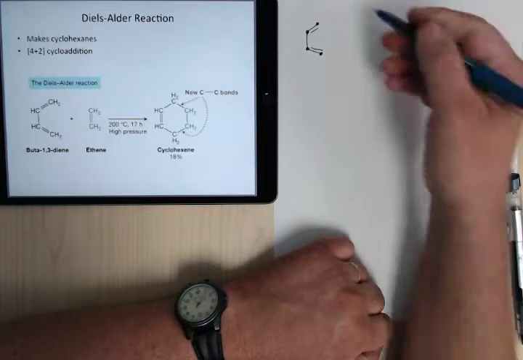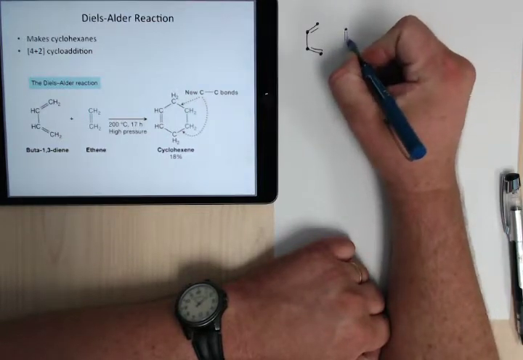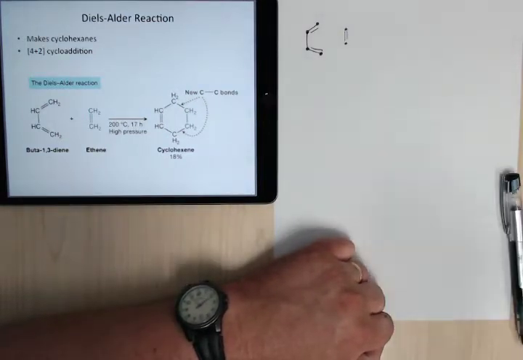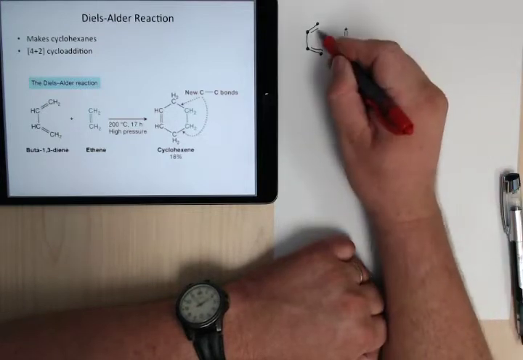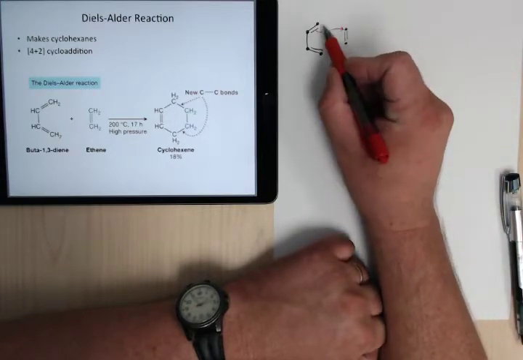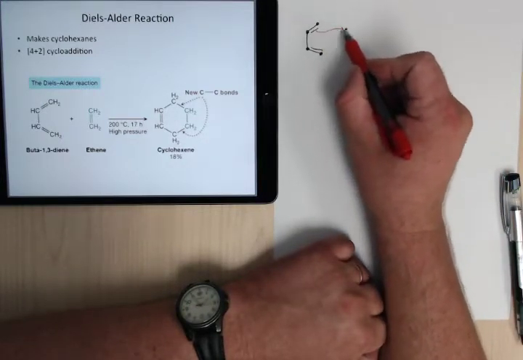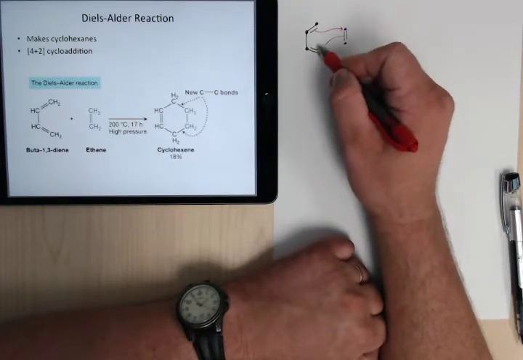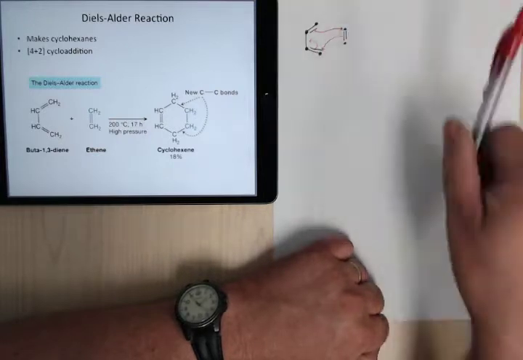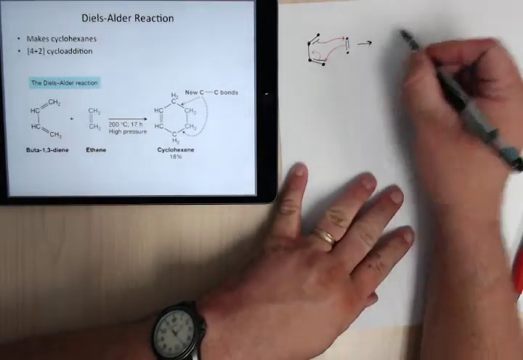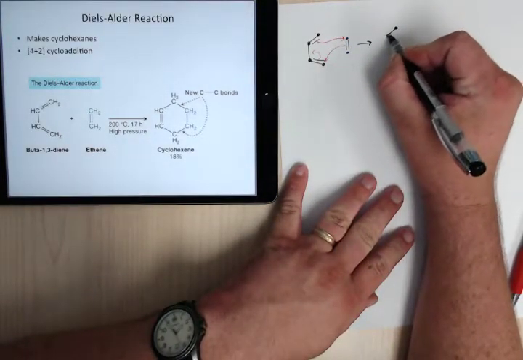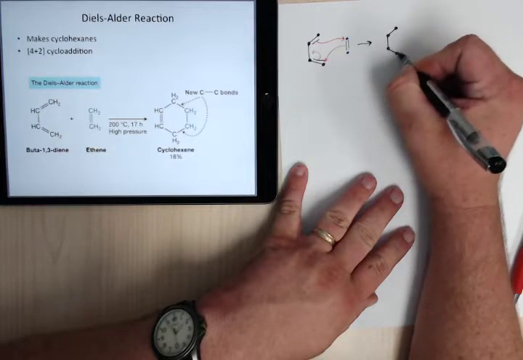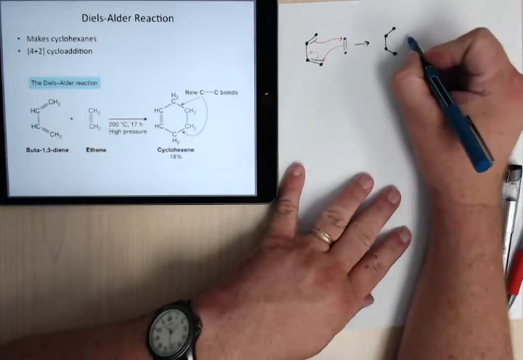The diene, and then you have the dienophile. What happens is you get this. This bond goes here, so you make a new carbon-carbon bond here. This bond ends up going down there to make a new carbon-carbon bond, and then this one slides this way. So your product ends up looking like this.